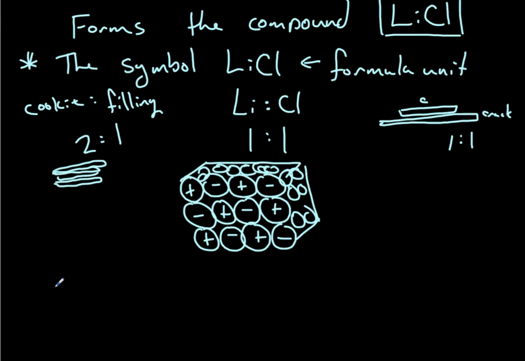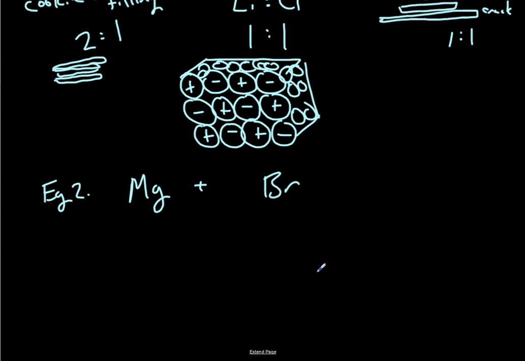So what if we have another example? Example 2. What if we were to react magnesium with bromine? Well, this is a bit different, right? Remember, magnesium has 2 electrons around it, whereas bromine has 7.